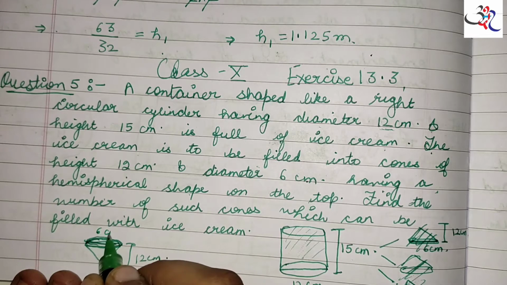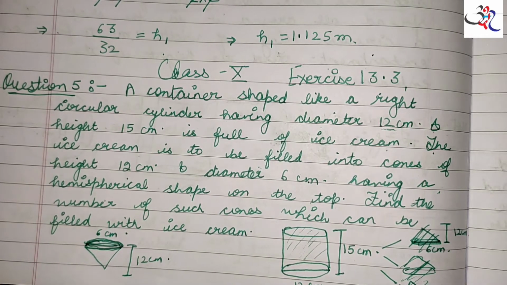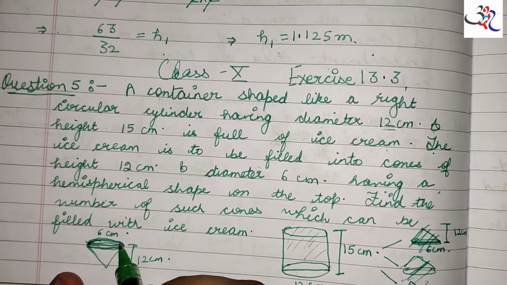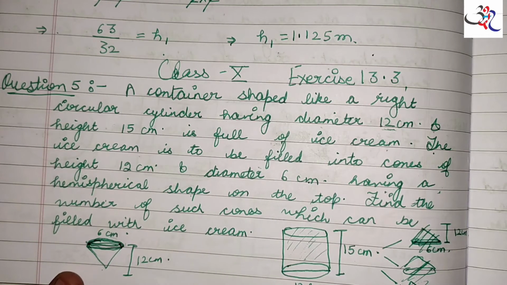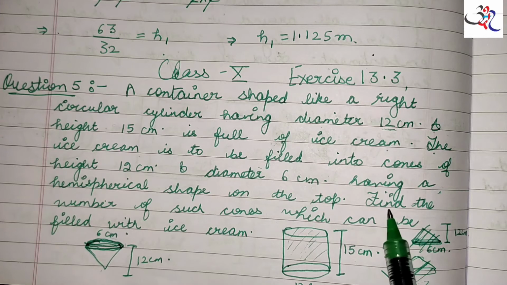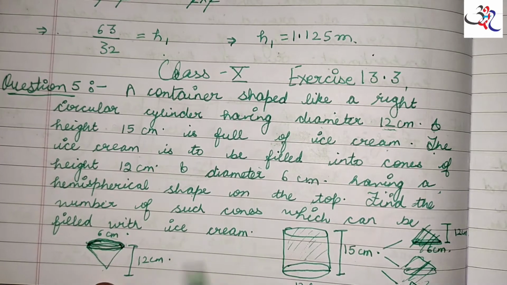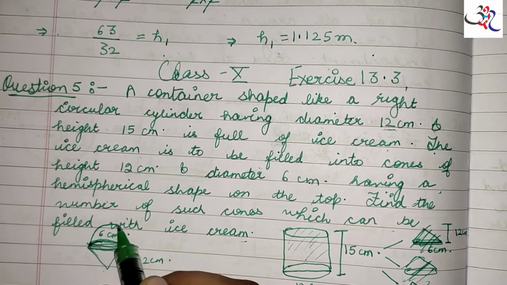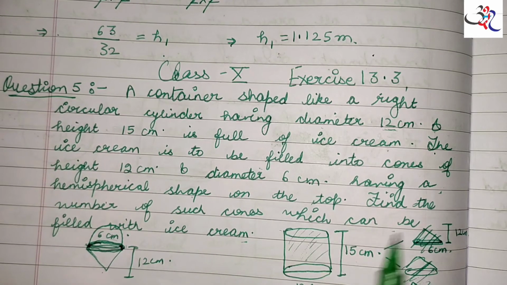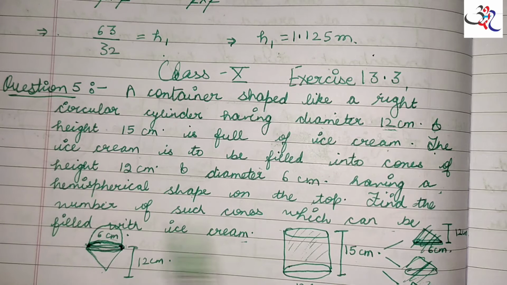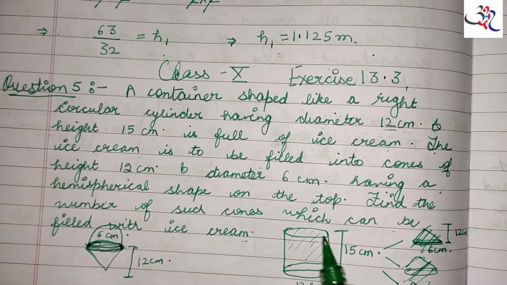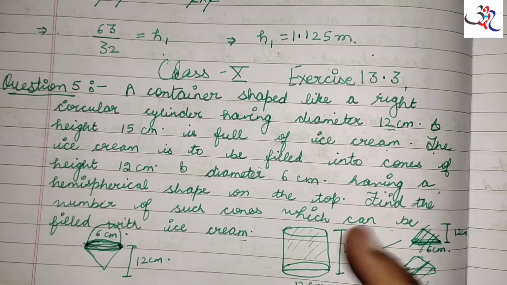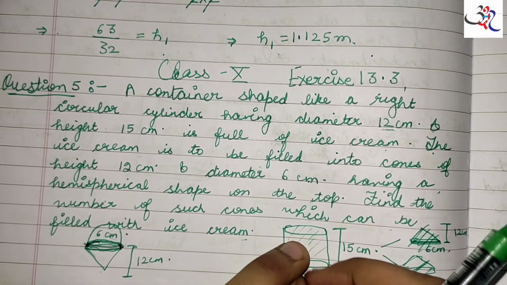The diameter is 6 centimeter. So while doing our calculation, we have to consider two figures. One is cone and one is the hemispherical shape. Then find the number of the cones which can be filled with the ice cream. So this is a hemispherical shape. Find the number of the cones which can be filled with the ice cream. So now what they are doing, they are transferring ice cream from the cylindrical shape to the conical shape.